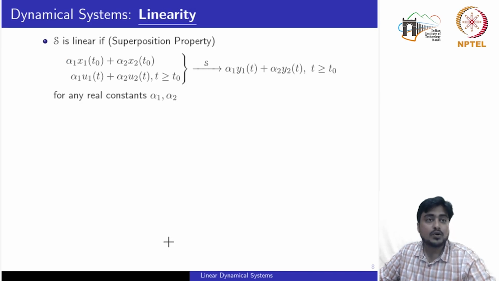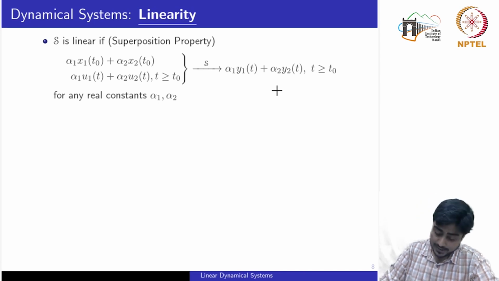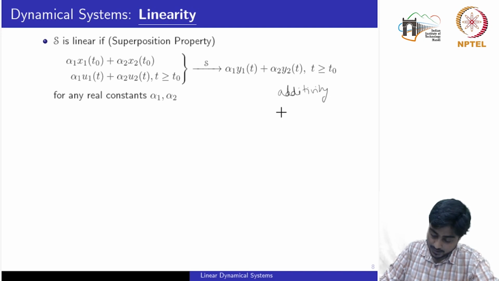Linearity is another important property of our dynamical systems. So we say that the system is linear if it satisfies the superposition property. Now this superposition property is basically the combination of two properties. One is the additivity and another is homogeneity.